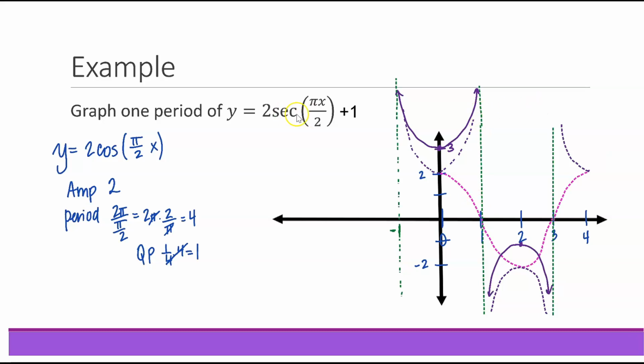So if there's a vertical translation, we just handle it absolutely last. We graph the cosine function without addressing it at all. Sketch that graph of secant even without it, and then move everything up. Because we don't want to affect the location of those vertical asymptotes by drawing the graph of 2 cosine (pi over 2)x plus 1. That's going to affect the location of those asymptotes.